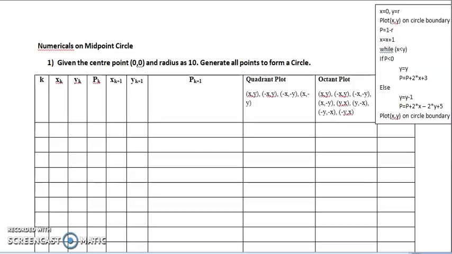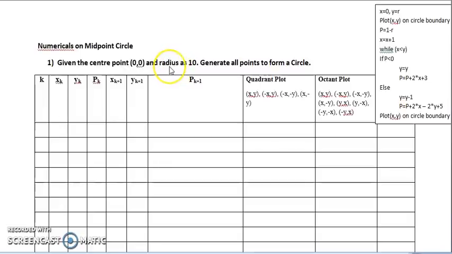Welcome back. After learning the derivation for midpoint circle algorithm and also knowing the algorithm very properly, now we start with numericals on midpoint circle algorithm. So we are supposed to show the plot of the coordinates that we are getting given a center point and radius, and then generate all the points on the circle to form a circle.